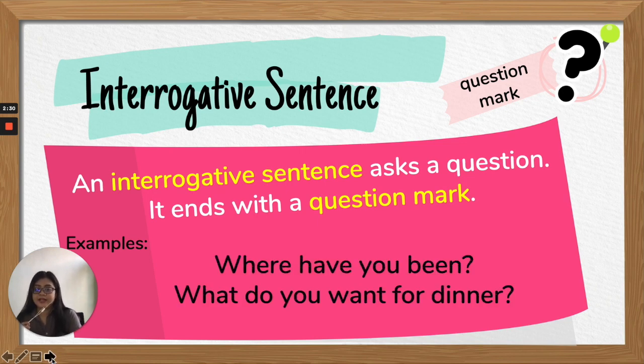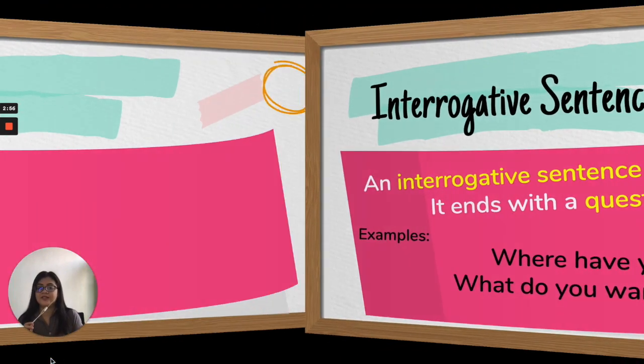So these are the examples of interrogative sentence. Where have you been? What do you want for dinner? Okay, so as you can see, these are questions, right? And they end in a question mark. And you also use asking words like where, what, who, the WH questions if you remember them, why, when. Okay, so that is an interrogative sentence.